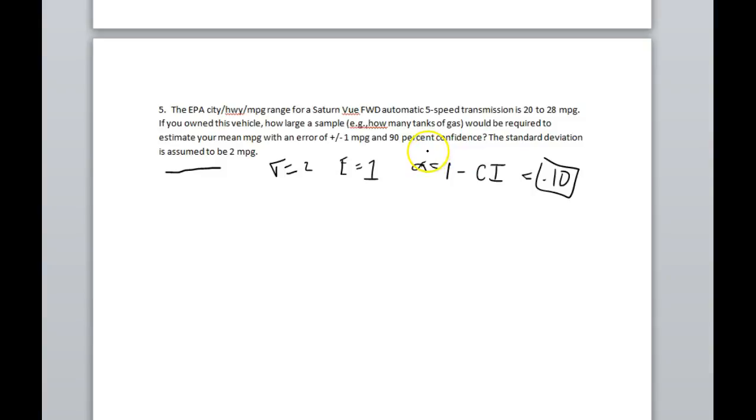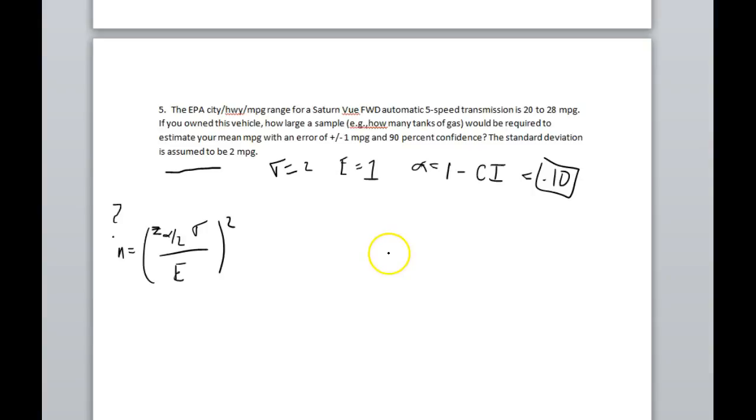And what else do we need? I guess we need to know the z number, but let's write down the formula first. N is equal to z alpha half times sigma all over E, whole thing squared. Okay, so what pieces do we have? N is what we're solving for, so that's our question mark. So we need a z value, a sigma value, an E value. We have an E value, we have a sigma value, and then what is our z value?